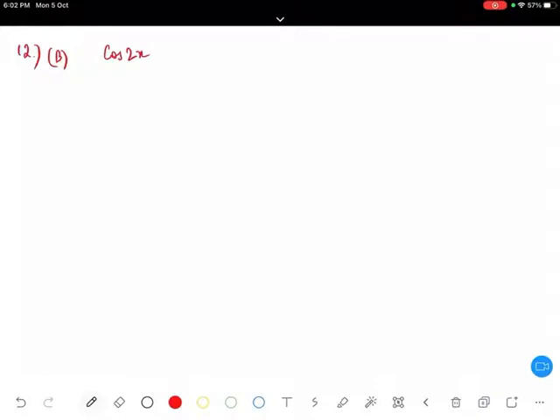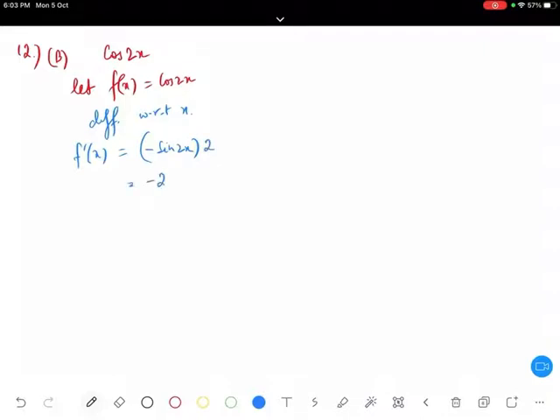We have to check whether this function cos 2x is strictly decreasing on 0 to pi by 2 or not. So I will write: let f x is equal to cos 2x. Then I will differentiate with respect to x. f dash x is equal to the differentiation of cos 2x, which is minus sin 2x into differentiation of 2x, that is 2. So I get minus 2 sin 2x. This is the differentiation of f x.